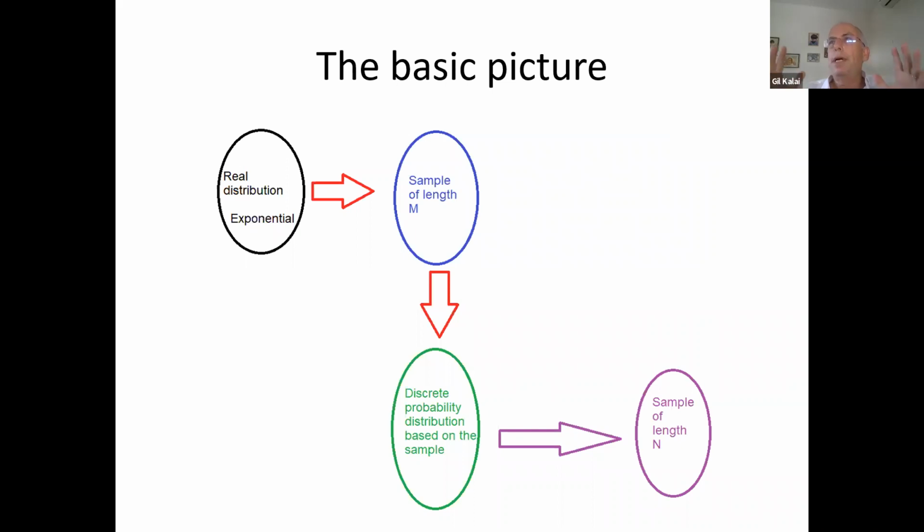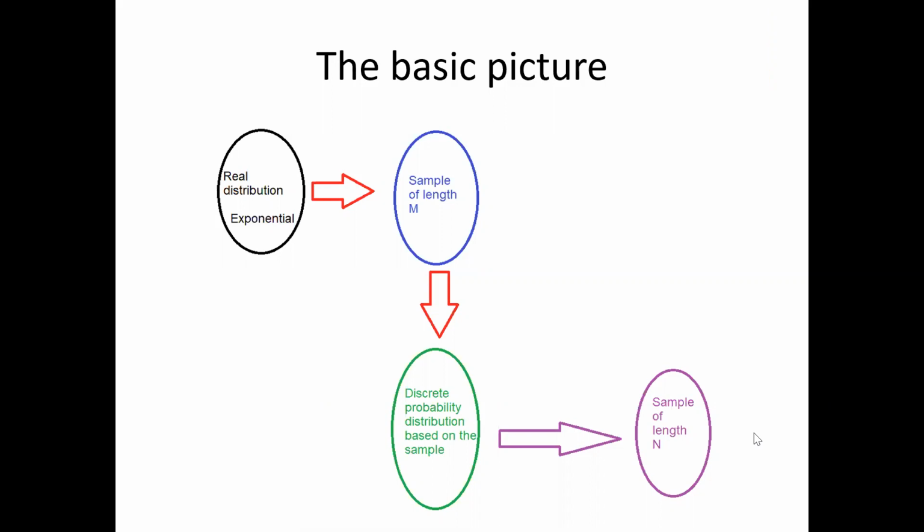Let me draw for you the basic picture of the juggling of the various probability distributions that we see here. We start with a real distribution, which is in this case the exponential distribution, a real positive distribution. Then we take a sample of length m from this distribution. This sample of length m, normalized so that the sum of all these values is 1, defines a new probability distribution.